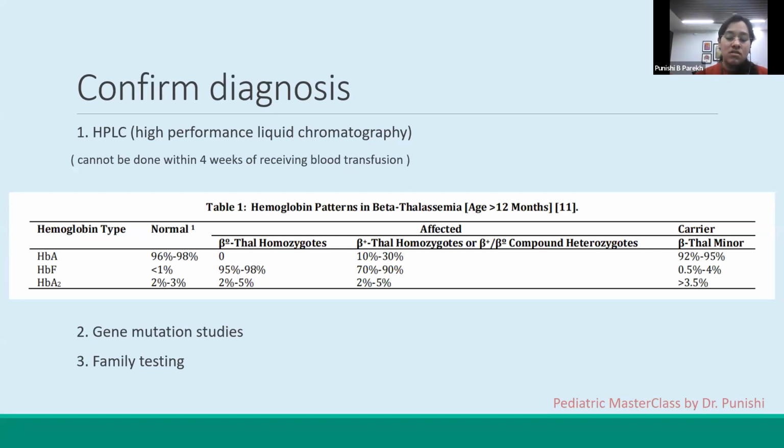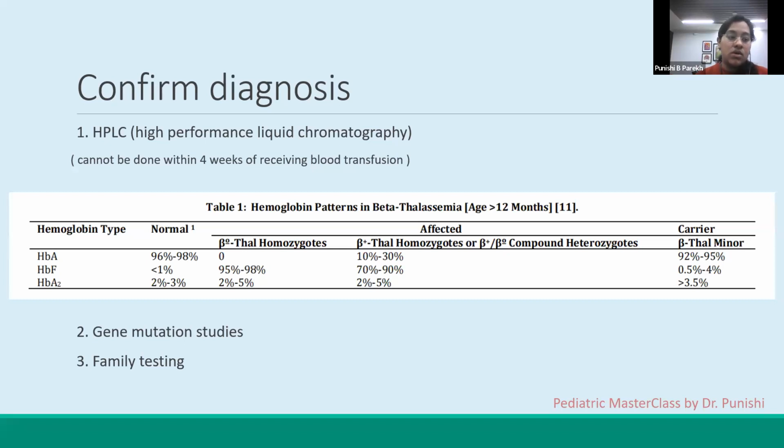So this is again sent from the peripheral blood. It can be sent even if the child has received transfusion in the past 4 weeks, because we're looking at the WBCs and we're not looking at the RBCs. So we're looking more at the genetic material rather than the HPLC and the hemoglobin. So genetic mutation studies can be sent even if there has been a blood transfusion recently, and it will not alter the values. And it's not even that expensive now, it's been made easily available. So that is another option.